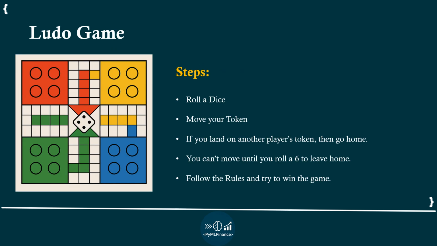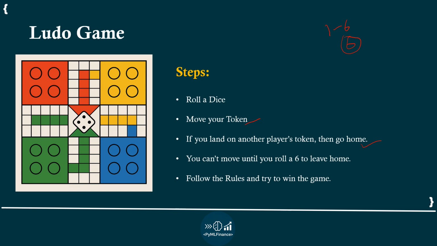Alright, so consider a Ludo game. Every game has certain rules and behavior. Ludo has certain steps and rules that we follow while playing. We first roll a dice, and we get a number from 1 to 6. If we get 6, we can move out of the home and then start playing. We move the token. If you land on another player's token, then the other player goes to home again, and cannot move until they roll a 6 in order to leave the home. So we follow these rules and try to win the game.